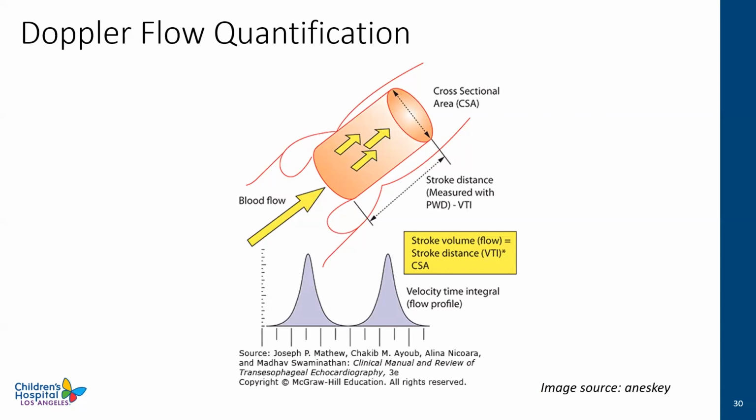The Doppler flow quantification is essentially looking then at stroke volume, which we already mentioned, where you're measuring the stroke distance or your velocity time integral and multiplying that by your cross-sectional area.